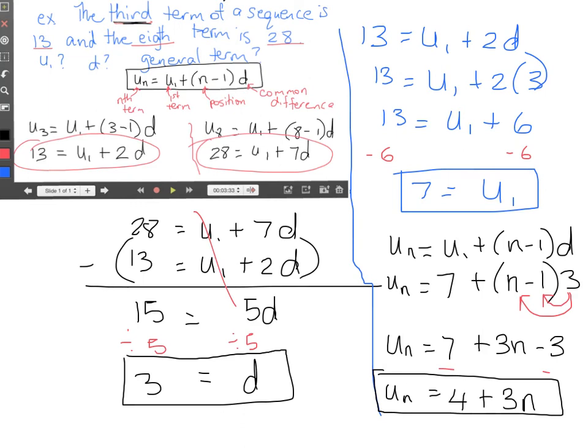So just a quick recap, because we did go through a lot here. The first thing that we did, we were given 2 random terms of a sequence. So we took our 2 random terms, which were the 3rd term and the 8th term, and we plugged into our general term formula to get 2 equations. We took those 2 equations, stacked them on top of each other, subtracted them so we could get rid of our u1 variable, and we got that d was equal to 3. We plugged that d value into a chosen equation, didn't matter which one, and we got that u1 was 7, and then we figured out the general term from there. Alright, I hope that helped.